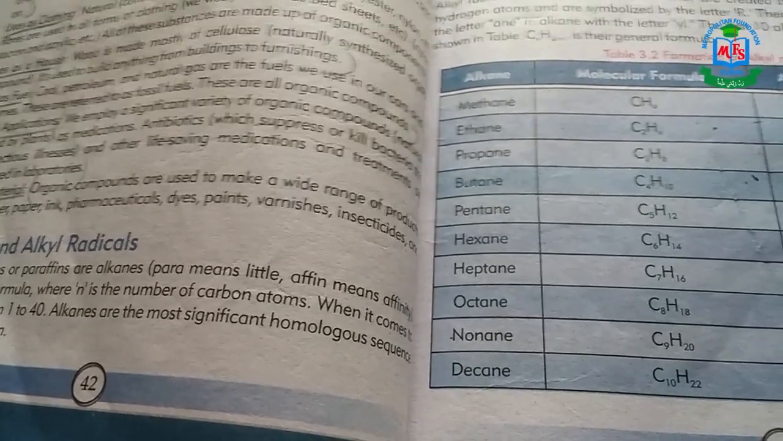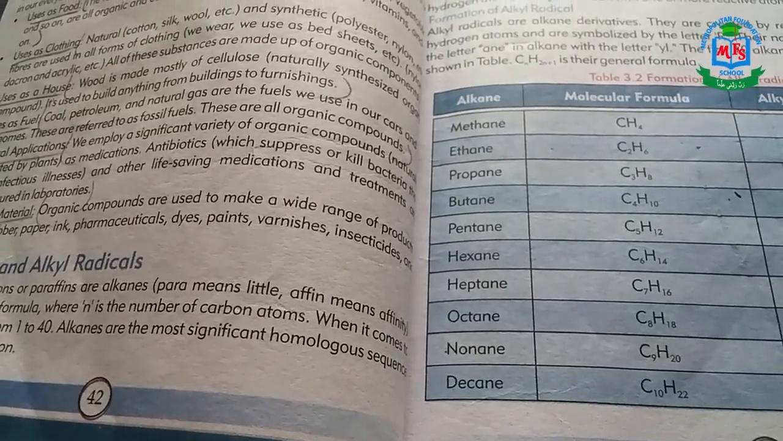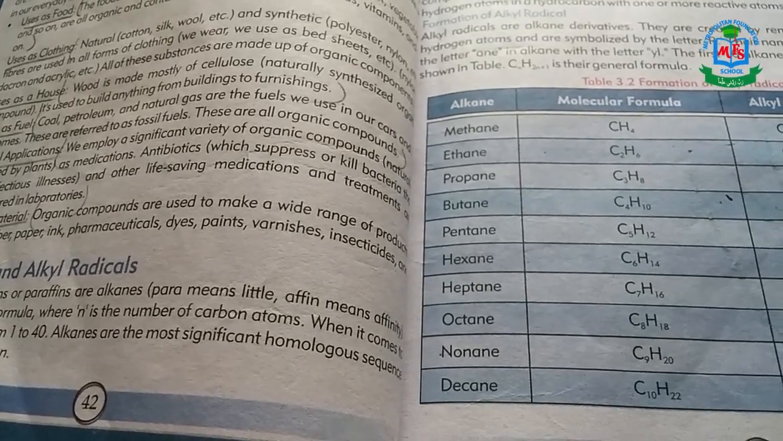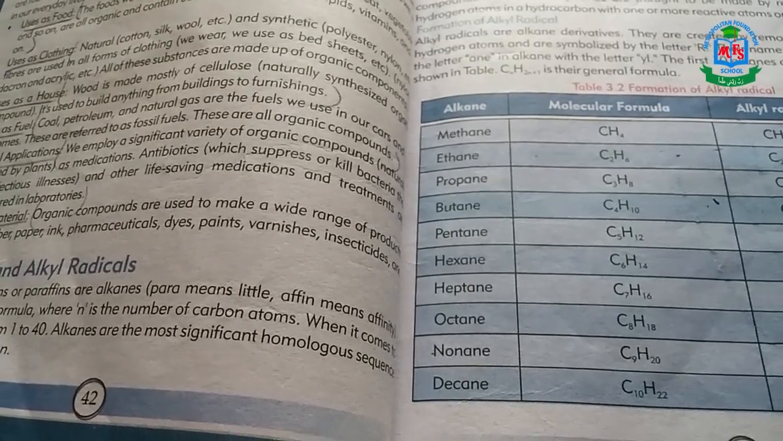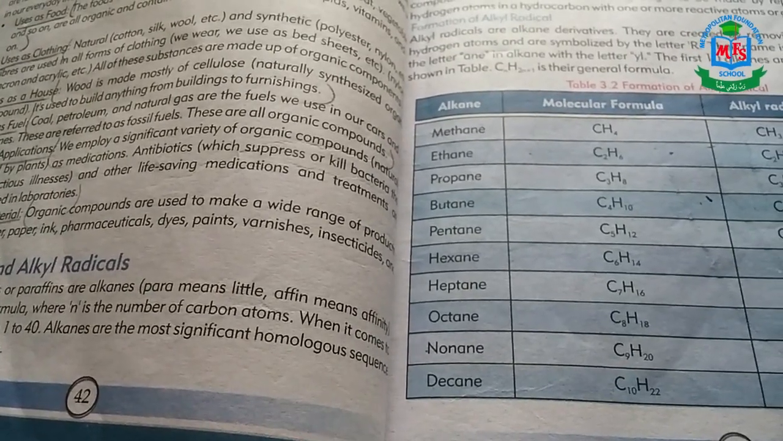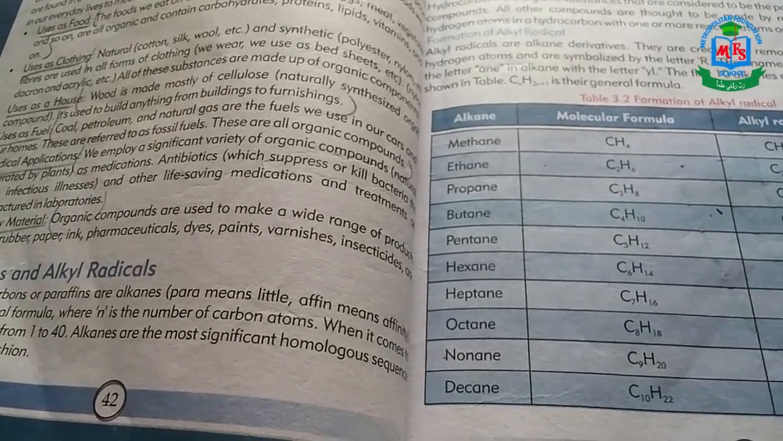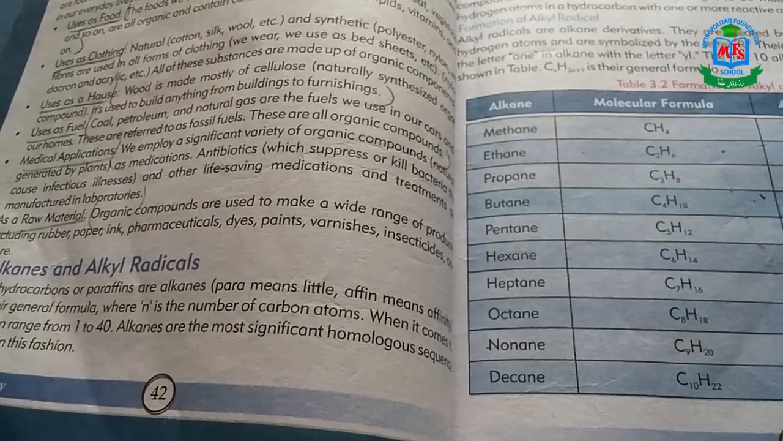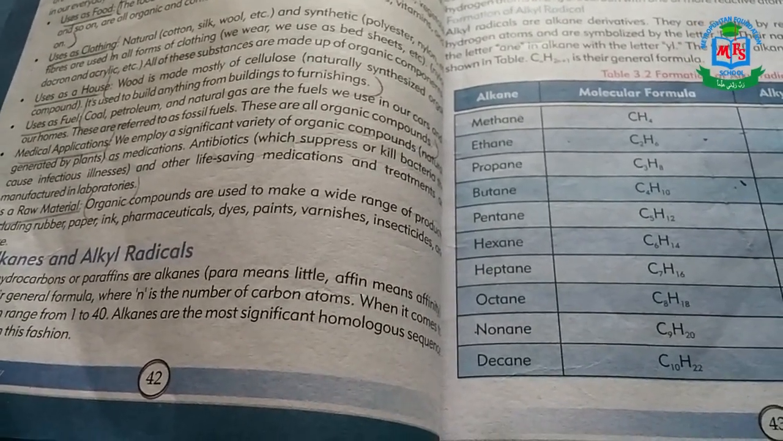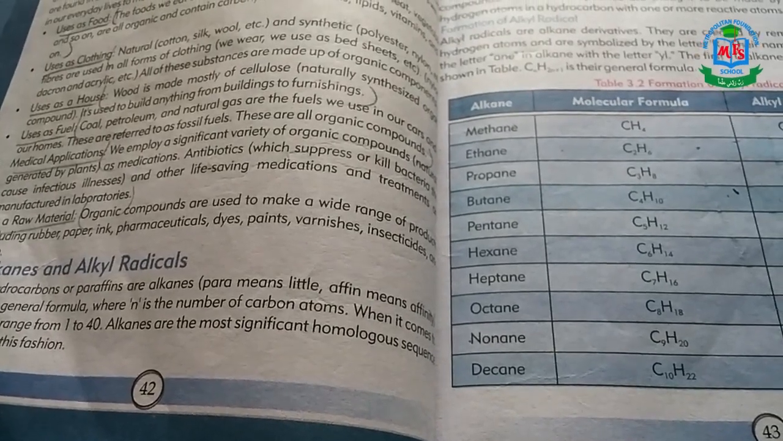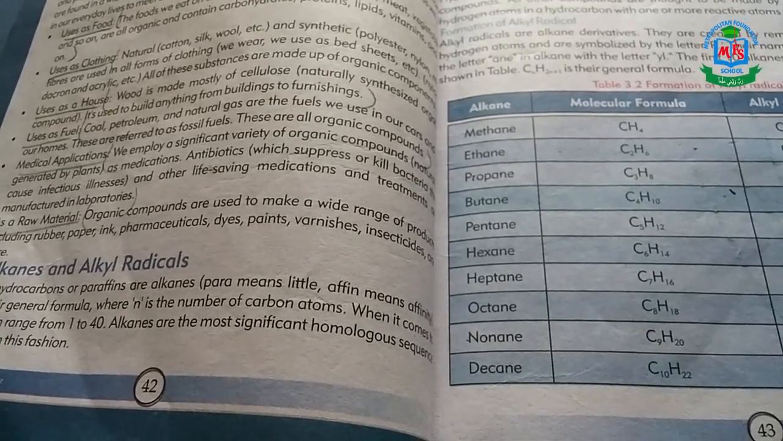There are different members of alkane. For example, the first member of alkane is methane. The second member of alkane is ethane. The third member of alkane is propane. Fourth member is butane. Fifth member is pentane. Sixth member is hexane. Seventh member is heptane. Eighth member is octane. Ninth member is nonane. And 10th and last member is called decane.